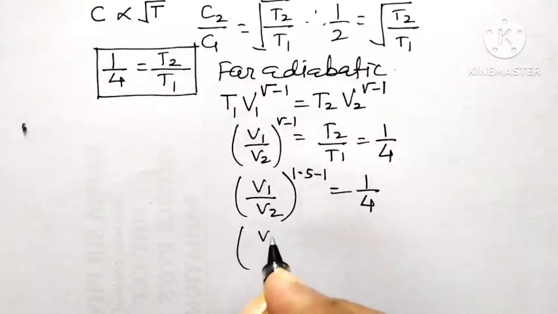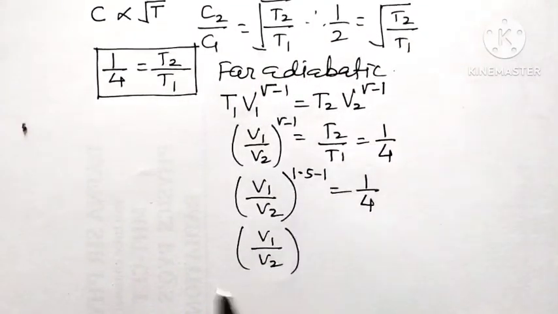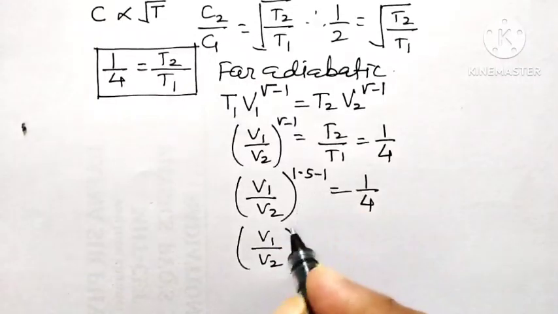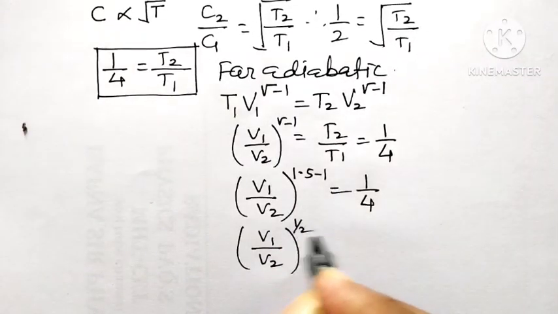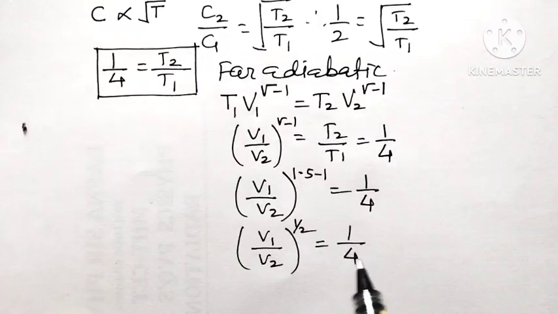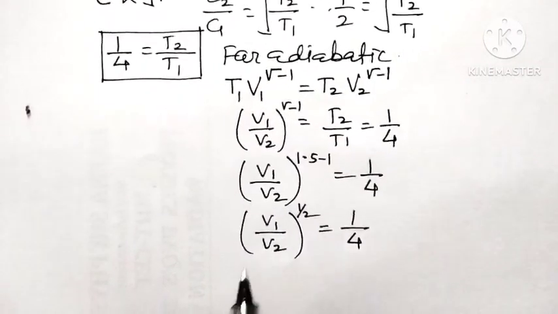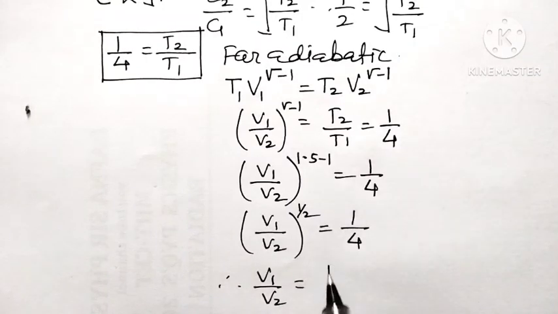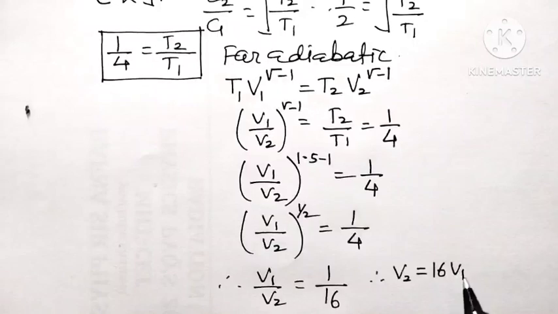Or V1 upon V2 raised to, now what is 1.5 minus 1? It is 1 by 2. 0.5 means 1 by 2, and that 1 by 2 is equal to 1 by 4. Taking square on both sides, therefore V1 upon V2 is equal to 1 by, what is square of 4, 16. Therefore V2 is equal to 16 times V1.